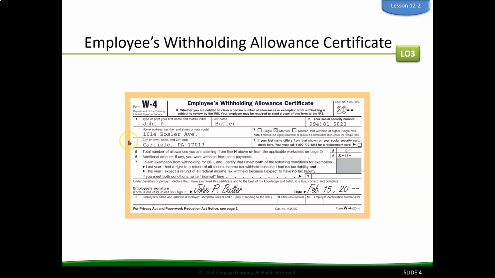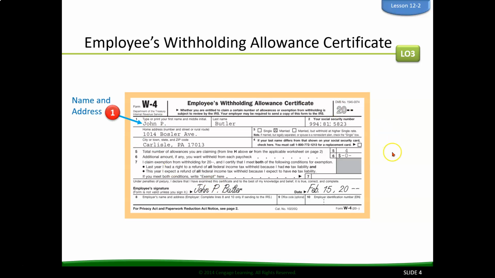So this is filled out when you get a job, and you should change your W-4 anytime you have a significant life event. For example, you enter into a civil union with someone else, or you have a child, or you adopt a child. Anytime you have a life-altering event, you would change your W-4.